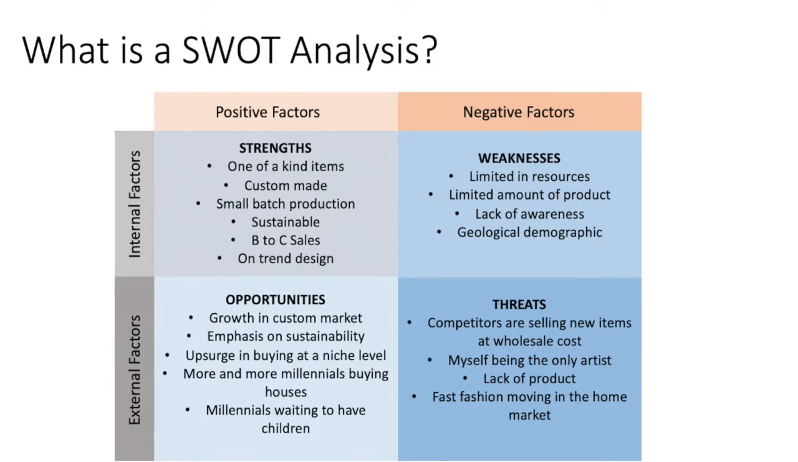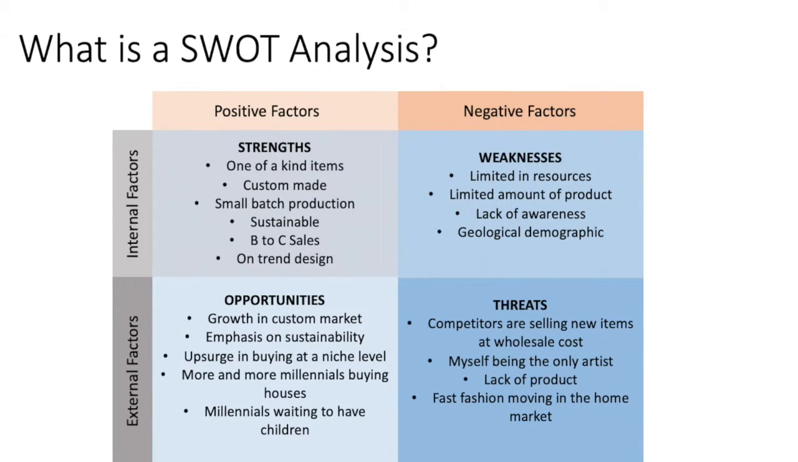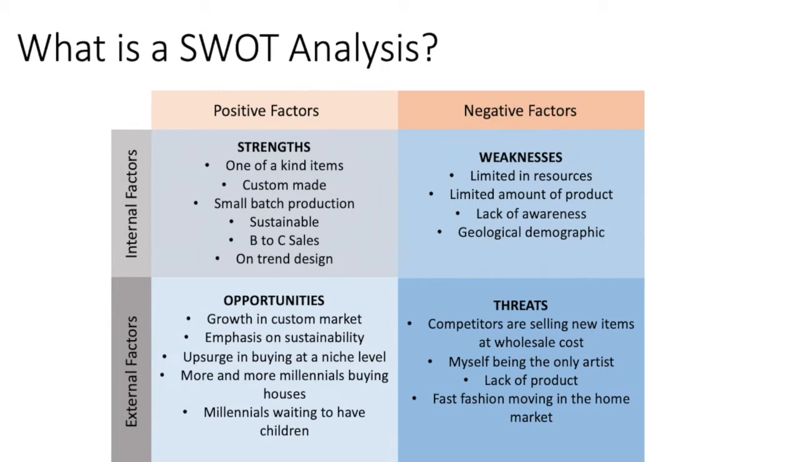So more and more millennials are also buying houses. I know that we talked about millennials being slow to buy houses, but they are buying more and more houses as the years go on. So luckily for us, they're going to need furniture to put in their house. Millennials are also waiting to have children, so they do have more income in order to buy some of these items that they might want.